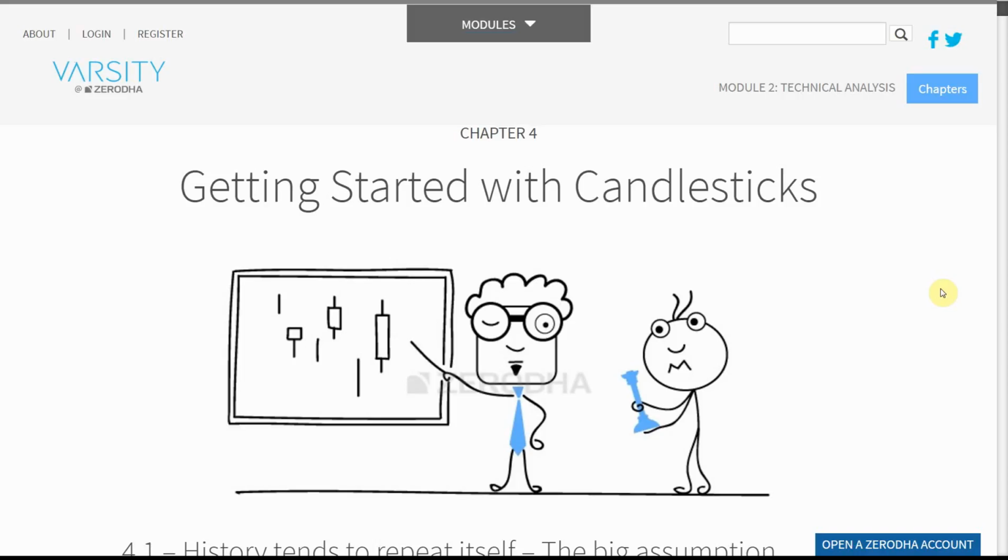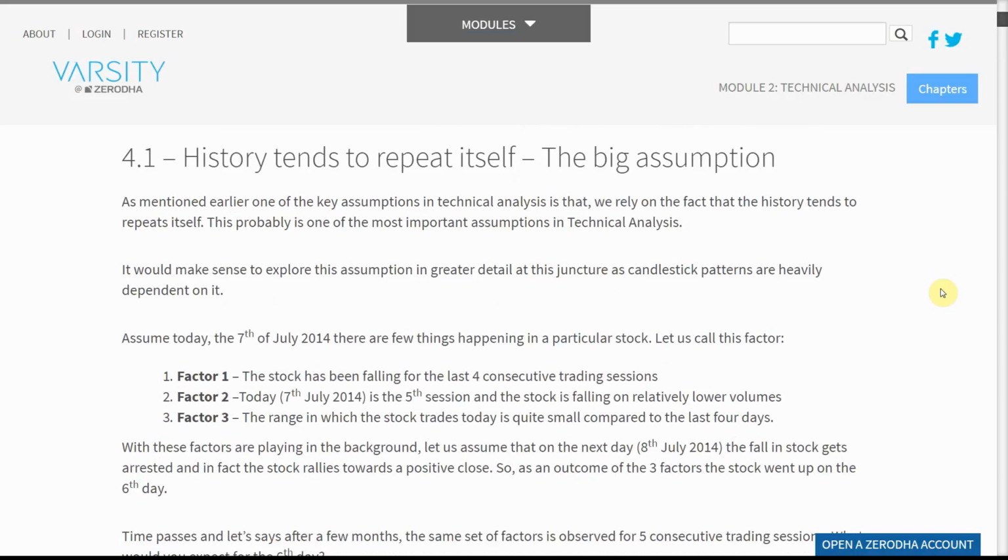Getting started with candlesticks. 4.1 History tends to repeat itself, the big assumption. As mentioned earlier, one of the key assumptions in technical analysis is that we rely on the fact that history tends to repeat itself. This probably is one of the most important assumptions in technical analysis.